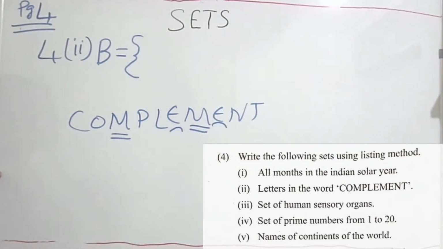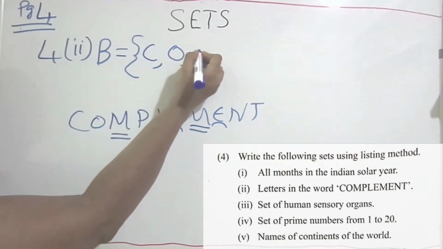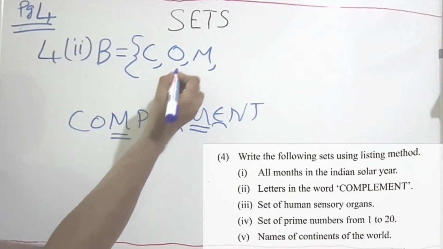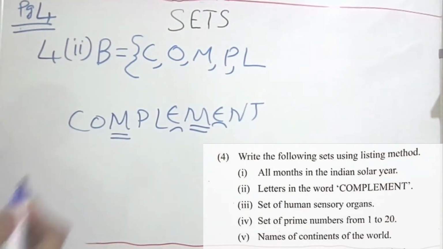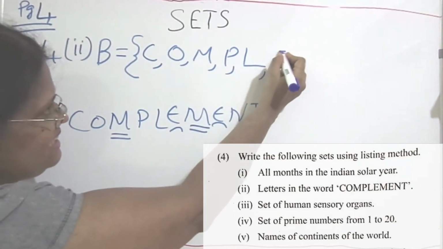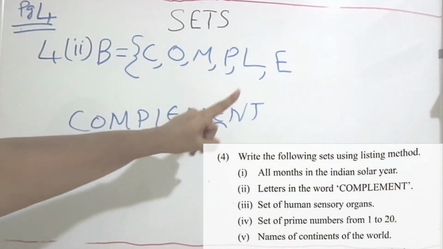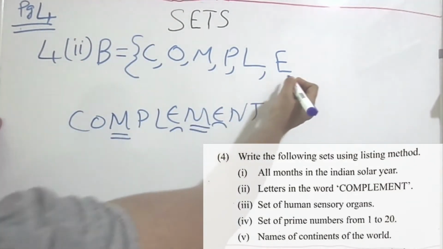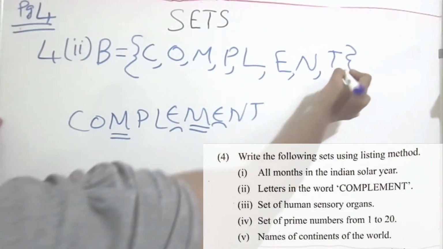We have seen the rule for writing a set: you can never repeat a member. So write down the other members: C, O, M, P, L, E, then M is repeated, again E is repeated, N and T. Close the bracket.